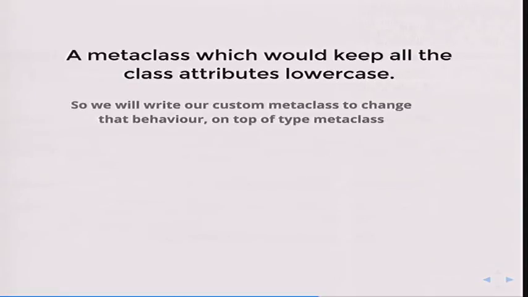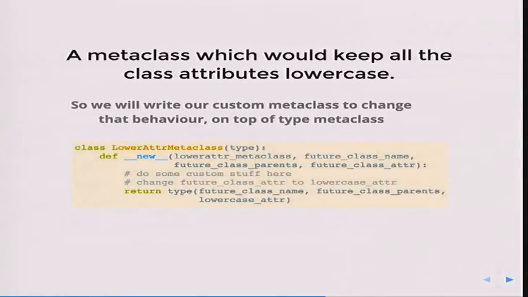So we'll write our custom metaclass to change that behavior on top of type. I already told you that type is very powerful. Type is itself a metaclass. So whatever metaclass we write will be on top of type. We'll write a new class which will inherit from type. Let's see how we can do that. This is a new metaclass which we are creating, lower attribute metaclass.